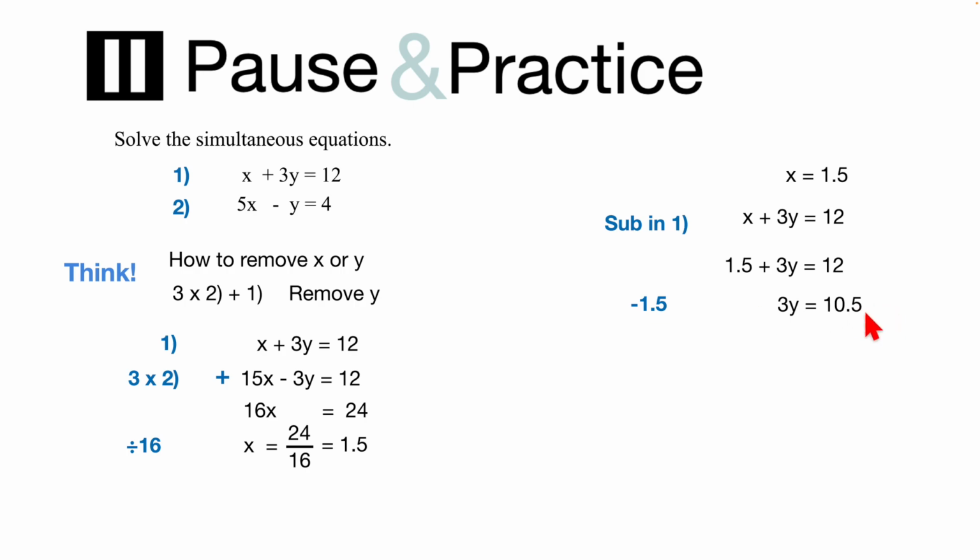I would use my calculator for that if I could. You're in an exam, why get it wrong? And I'd certainly use it for this. Divide both sides by 3. That gives me y on this side and 3.5 on the other side. Definitely use my calculator for that. So there's my answer. x equals 1.5, y equals 3.5.